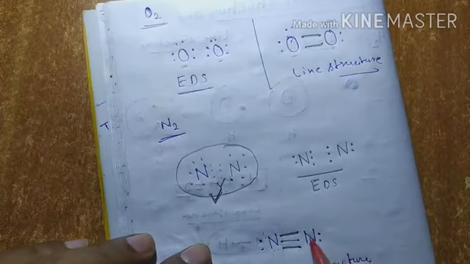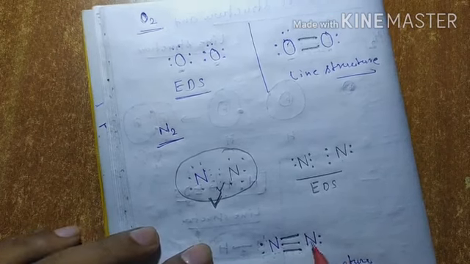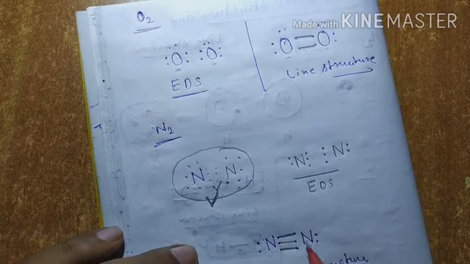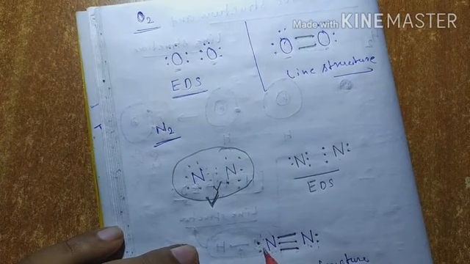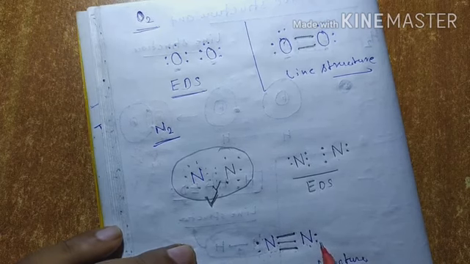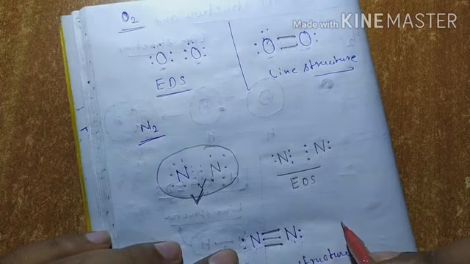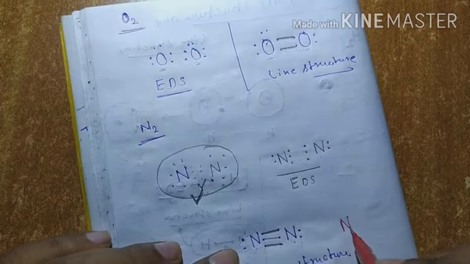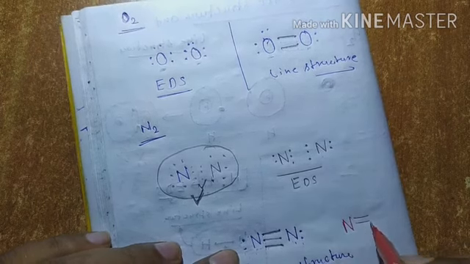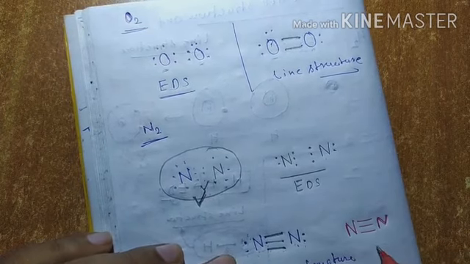So again, don't show these 2 electrons. They will be hidden. No need to show this one. But actually there will be 2 electrons present on the nitrogen atom. But in case of line structure, we do not show this one. So simply there will be a triple bond between the nitrogen atoms. This is the line structure.